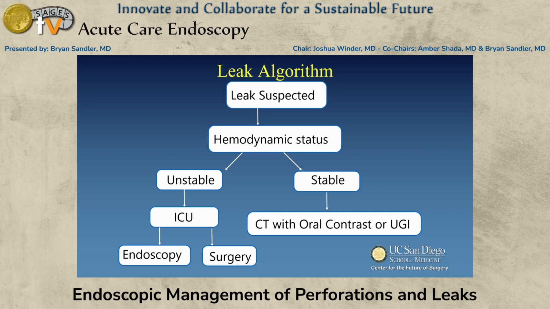So my leak algorithm, in putting this together, is kind of how I think about leaks. So we suspect a leak. Your patient either comes into the emergency room or is on the floor. They're tachycardic, hypotensive, and freshly post-op. The first thing I assess is their hemodynamic status. Your unstable patient is usually going to the intensive care unit, or if very unstable, directly to the operating room, and we will treat that surgically.